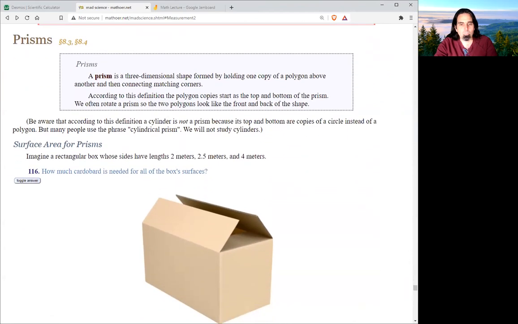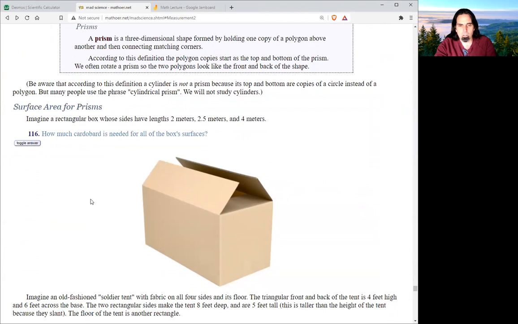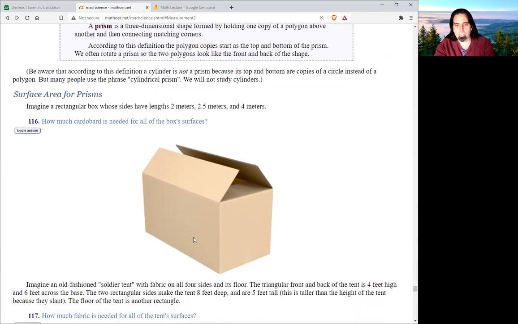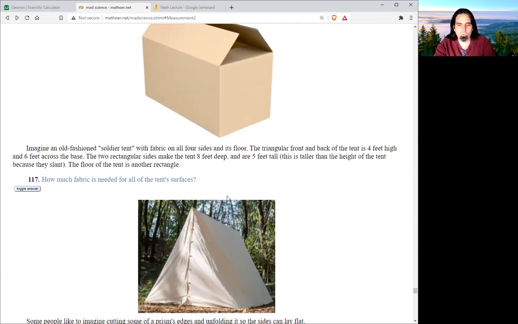Then we're going to talk about prisms. A prism is a three-dimensional shape like a closed box where all of the edges are nice shapes. In particular, we have a polygon, a triangle, a square, a rectangle, a trapezoid, something like that. And it is either the top and bottom of our shape or the front and back. So with a rectangular solid like this box, you can think about any of the sides as being the one we started with, and then we lifted it up and down and connected the corners.